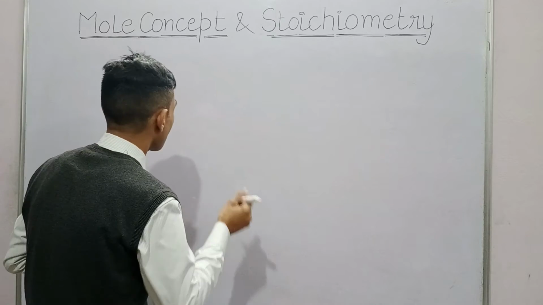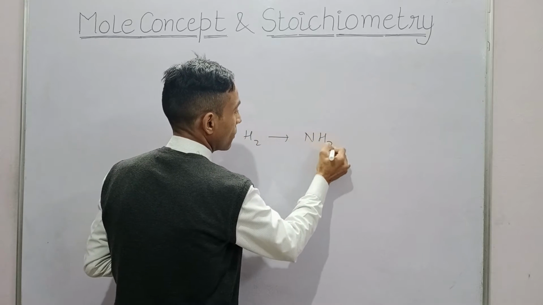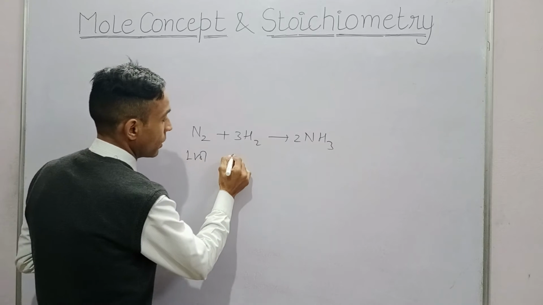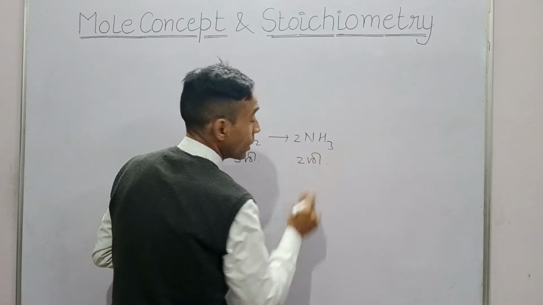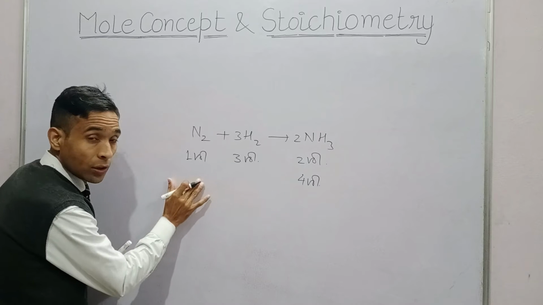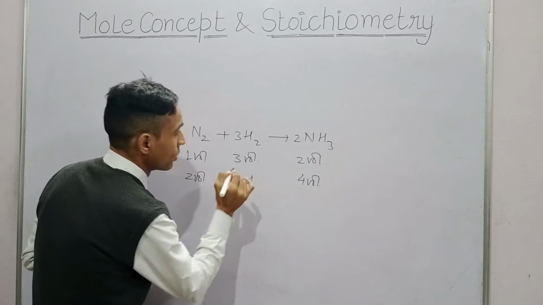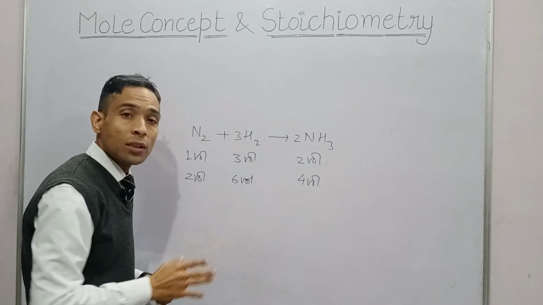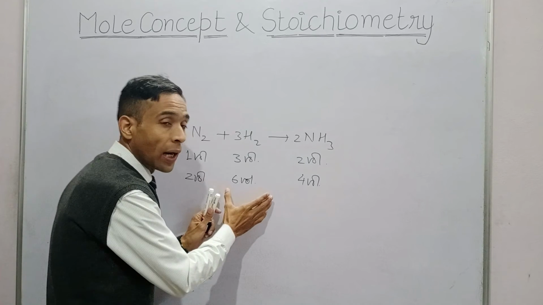Now let's understand this with an example. Here we know that nitrogen reacts with hydrogen to give ammonia. Let's balance this. So here, 1 volume of nitrogen reacts with 3 volumes of hydrogen to give 2 volumes of ammonia. Now if I need 4 volumes of ammonia, I should have 2 volumes of nitrogen and 6 volumes of hydrogen. So if I need a certain amount of ammonia, I can use this law in numericals to find out how much nitrogen and hydrogen is required.